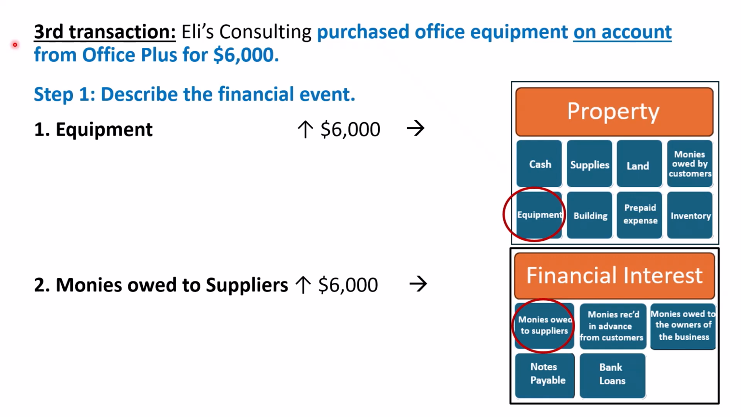Eli's Consulting purchased new property, equipment, for $6,000, which means that the property side of the equation increased. That's part one of the analysis. Let's look at part two. Eli's Consulting now owes $6,000 to Office Plus, which means that the financial interest side of the equation has increased because monies owed to suppliers is a financial interest category.